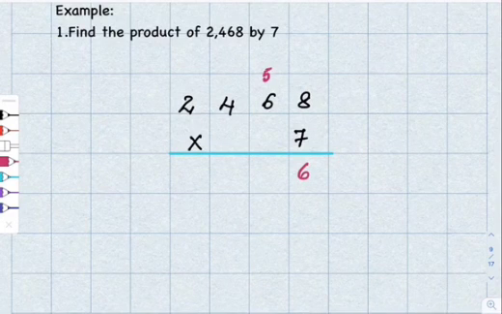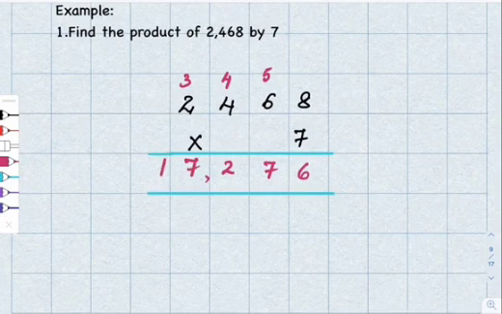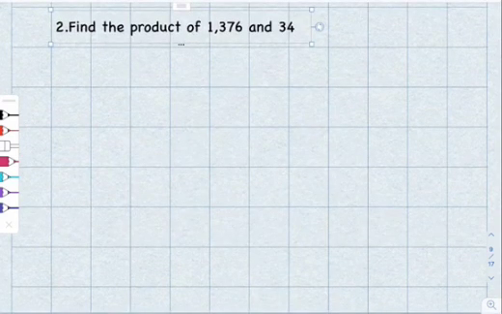7 6s are 42. 42 plus 5 is 47. 7 4s are 28, plus 4 is 32. 7 2s are 14, plus 3 is 17. So 17,276 is the answer.